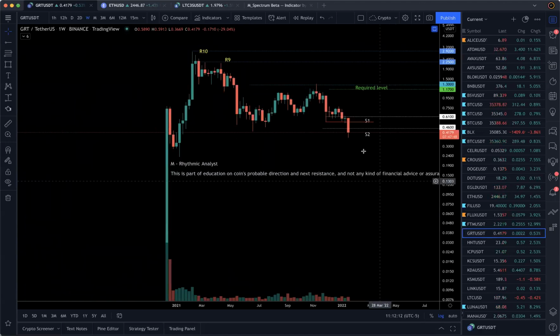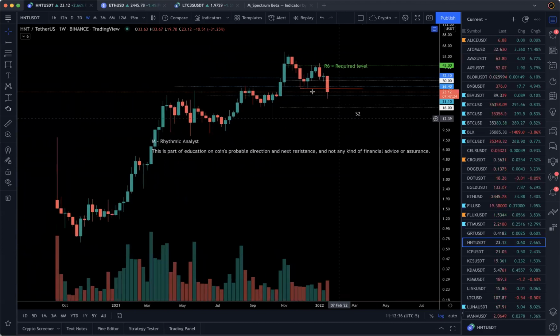GRT is going down, nothing more to add. It broke this low, which is not good. Now this is the only thing, right? So I'm not going to provide S3 verbally. I'm just going to say this is S3 around 228 something. So we have to wait for this to bounce. Right now there's nothing.